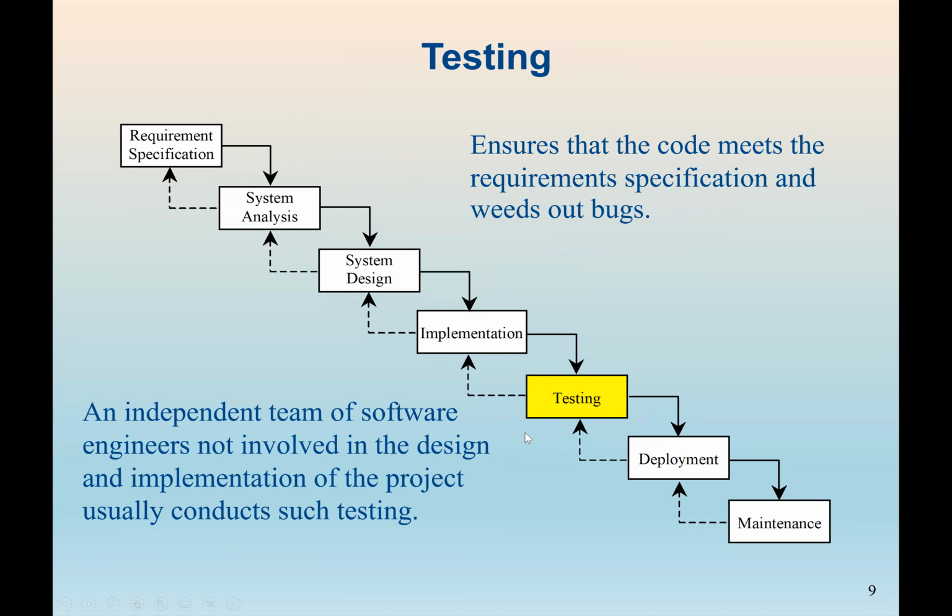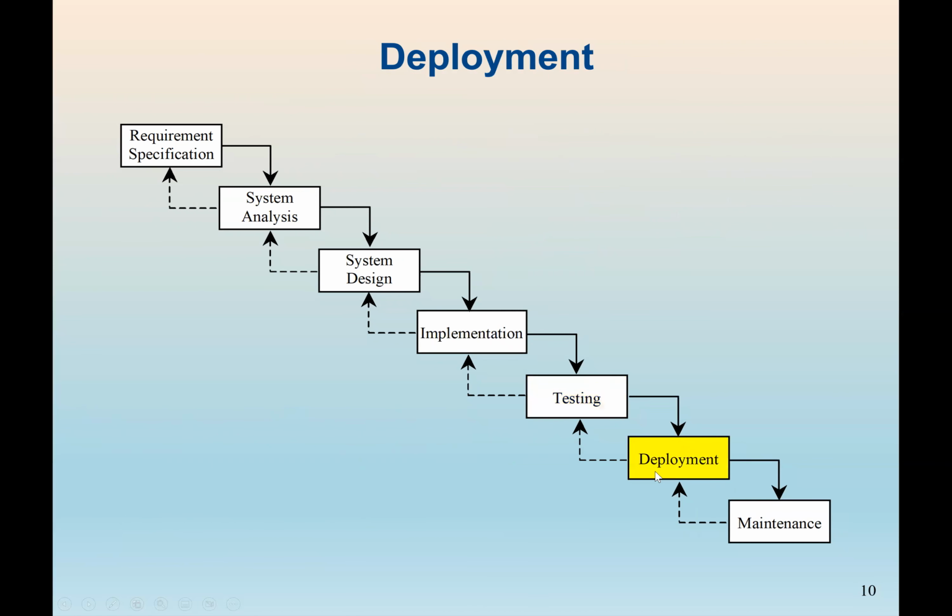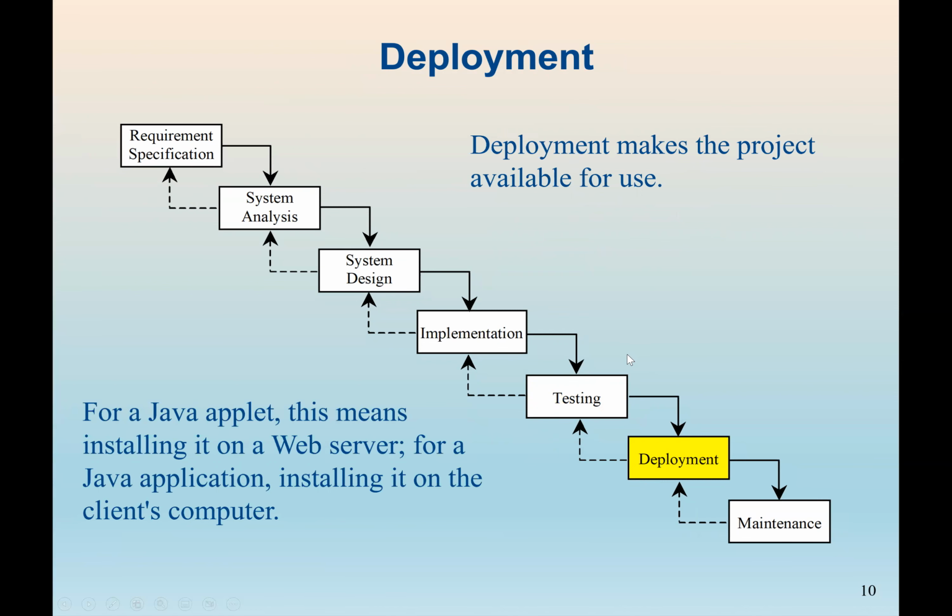So if this is done correctly, then we move to the deployment. This is the phase where we put the system into operation. Deployment makes the project available for use. Here we say, for a Java applet, this means installing it on the web server; for a Java application, installing it on the client computer. And for C++, also installing it on the client computers.